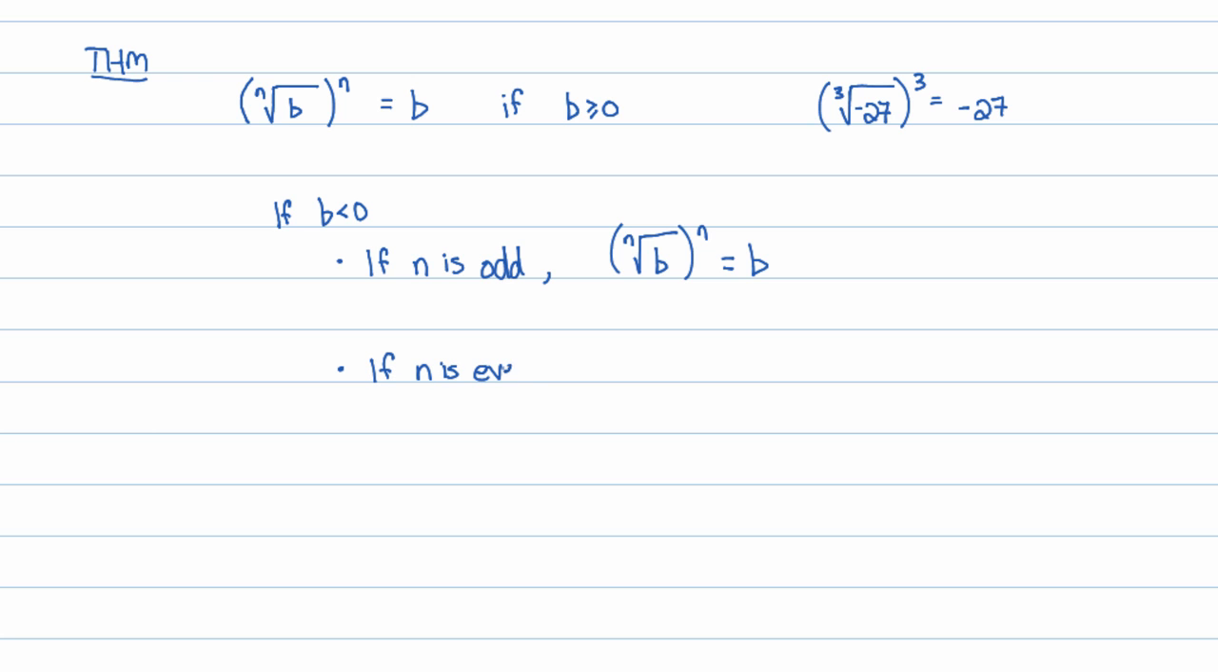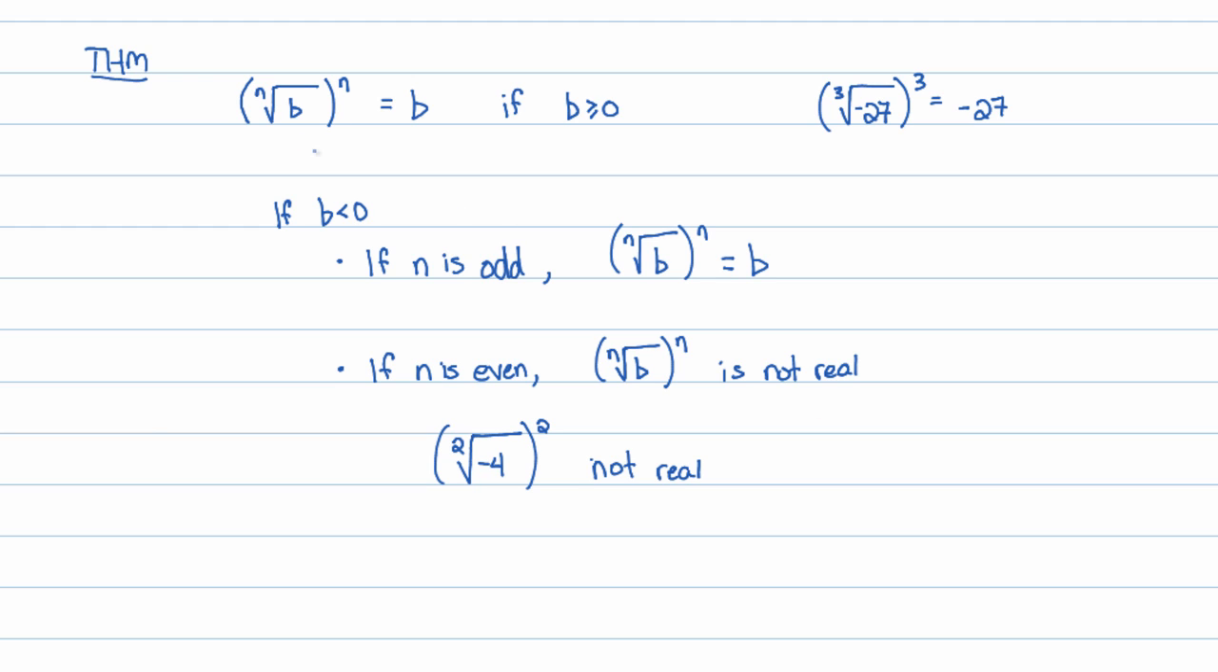But if n is even, then you've got issues. If n is even, then the nth root of b raised to the nth power is not real. It's not a real number. So in other words, let's say the second root of negative 4 raised to the second power, that's just not real. It's not a real number.